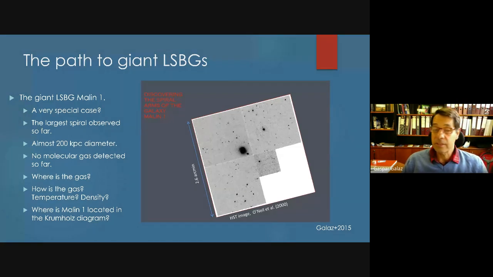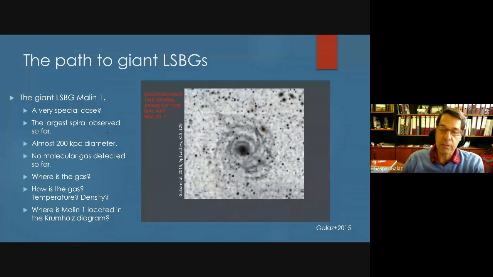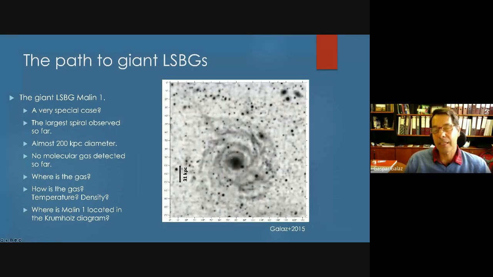How is the gas? The temperature and the density are completely unclear. Where is this galaxy located in the Kennicutt-Schmidt diagram that shows the gas density as a function of the stellar formation efficiency? It's in the very low end. And here you can see how this galaxy is. In fact, this image I showed before is an image from the Digital Sky Survey.